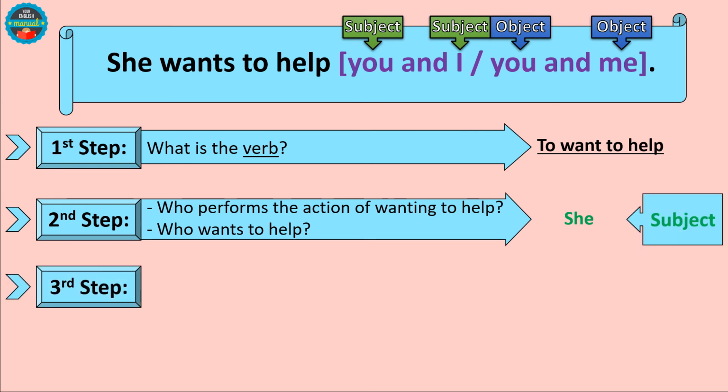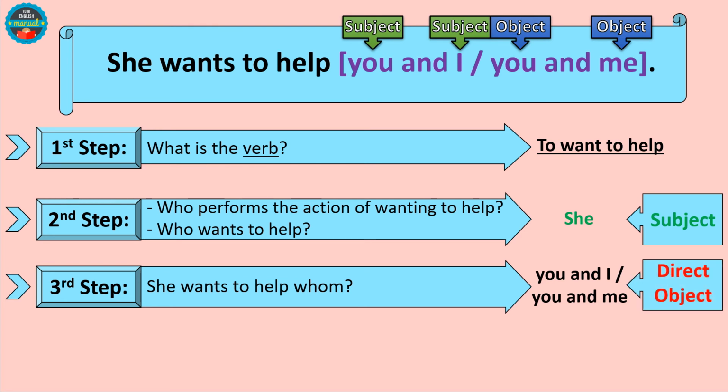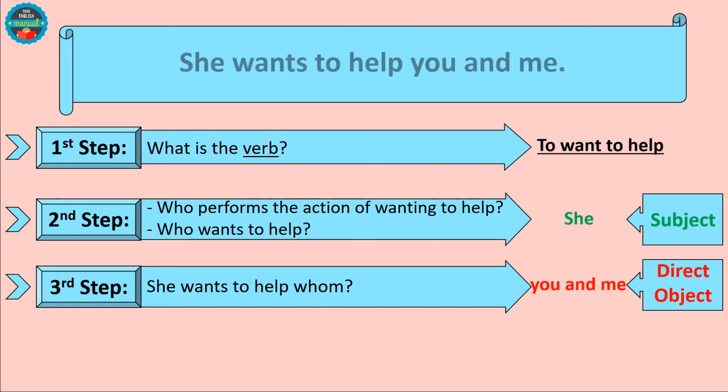Third step. She wants to help whom? Answer, you and I or you and me. Then, you and I or you and me is the direct object of the sentence. Since it's the object, we have to say you and me. So, the correct sentence is she wants to help you and me.